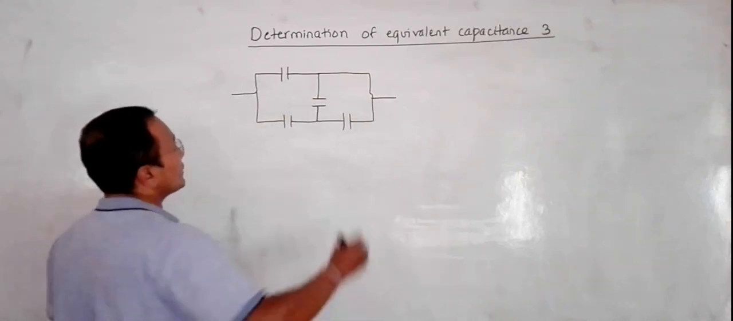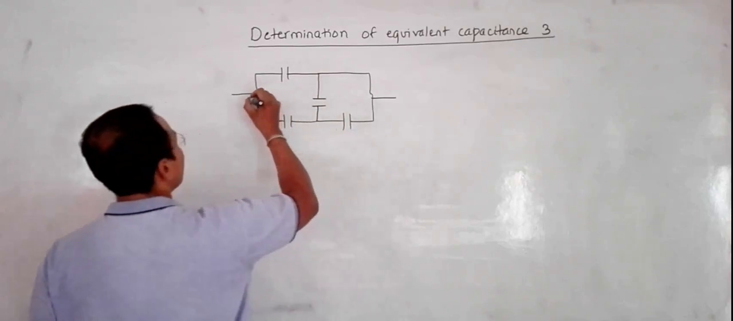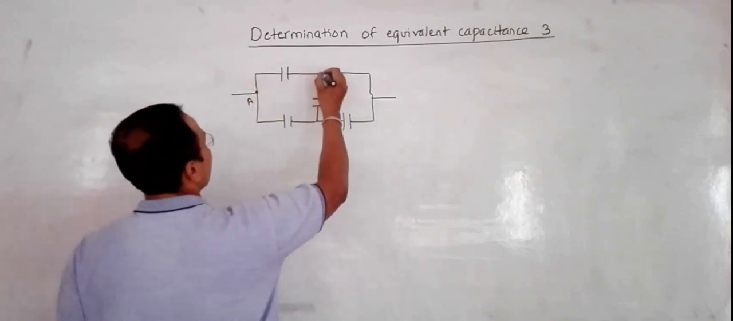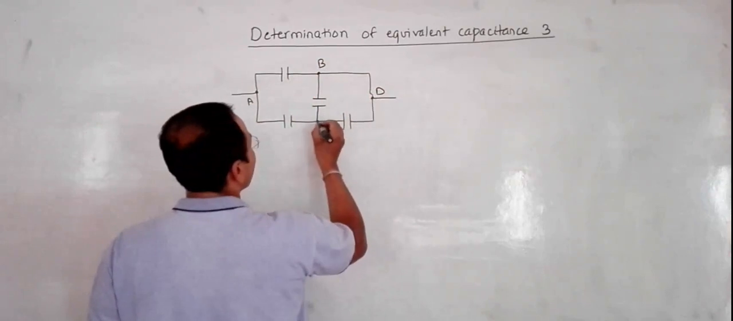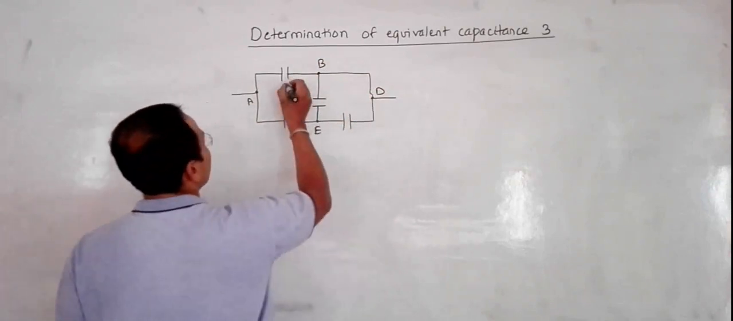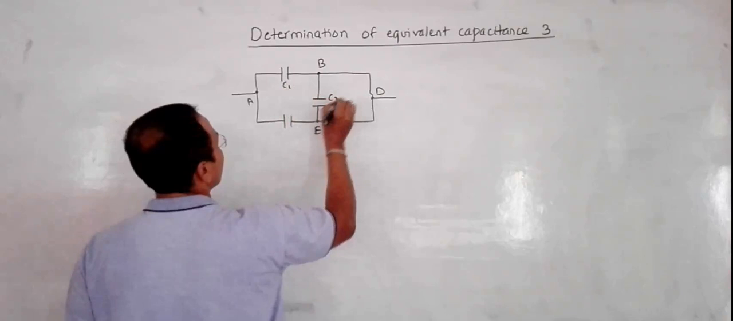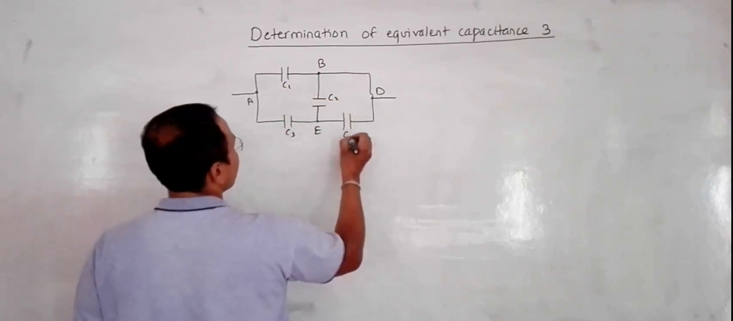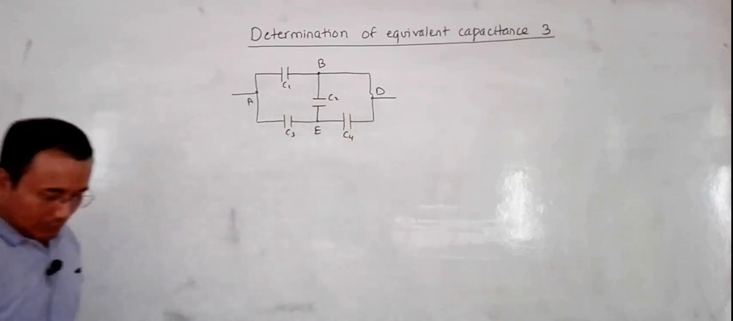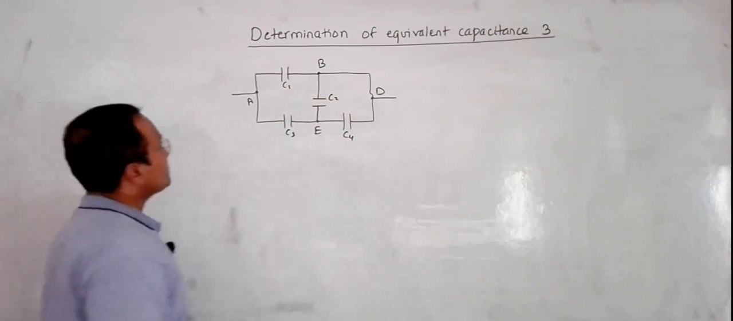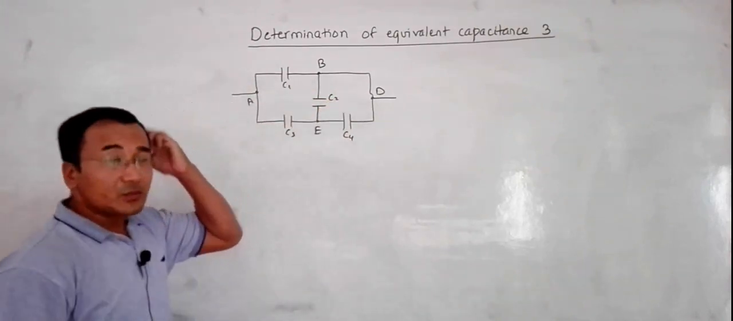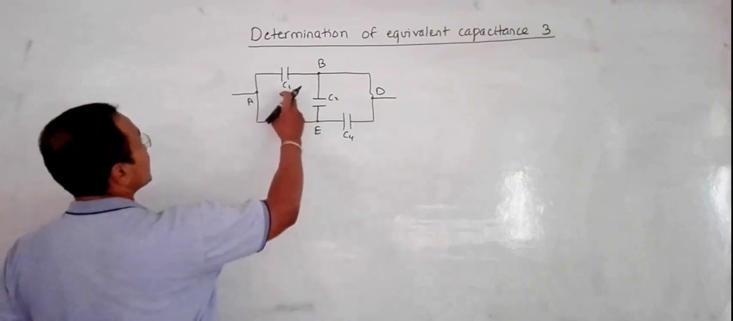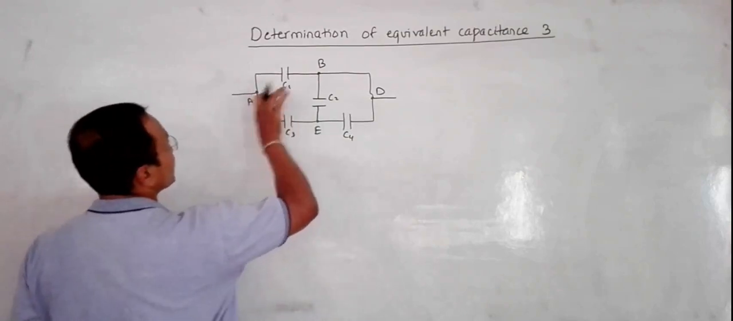So to deal with this case, let me name the points. This point is A, this point is B, this point is D, and this point is A. So this is C1, C2, C3, and C4. So let us see here. This point B and D, they are common points. So what you can say is, the capacitor C1 connects directly from the left to the right.